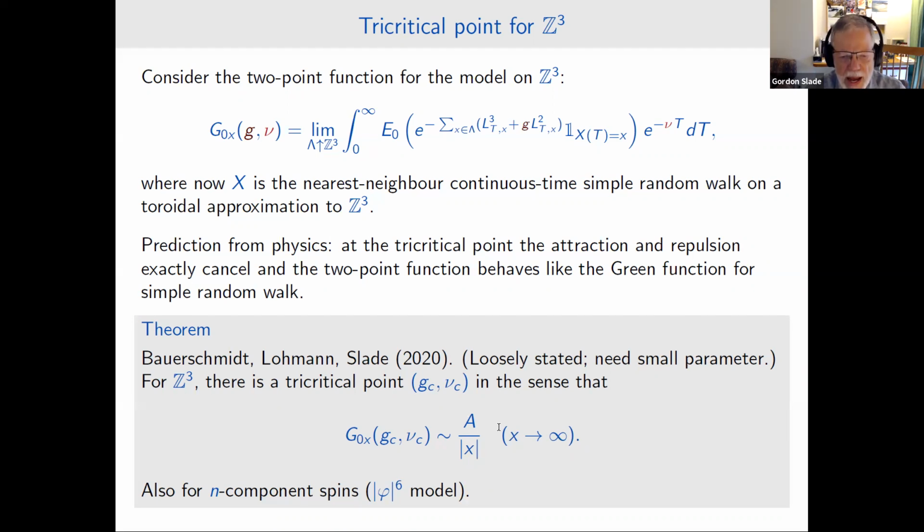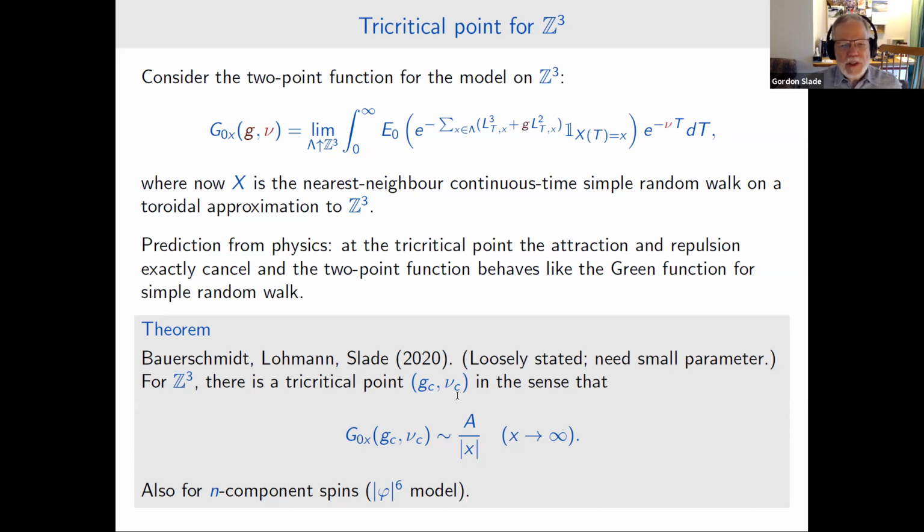So we add a mass, actually. And it's a kind of block spin renormalization that we do. So we integrate out scale by scale, and in order to be at the tricritical point, it's necessary to tune the g parameter and the nu parameter exactly in order for the renormalization group flow to go to a Gaussian fixed point.